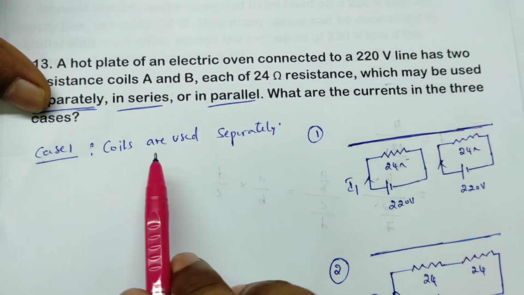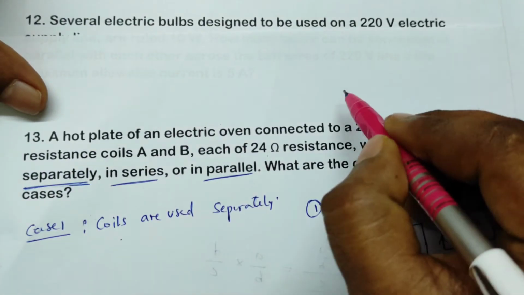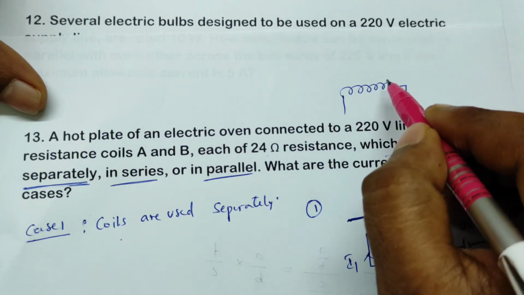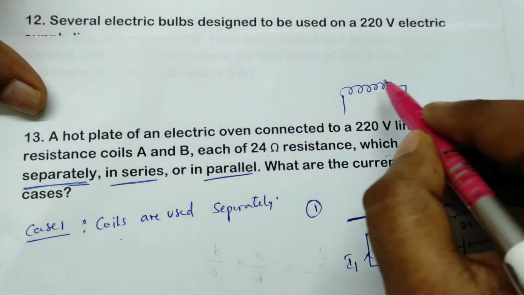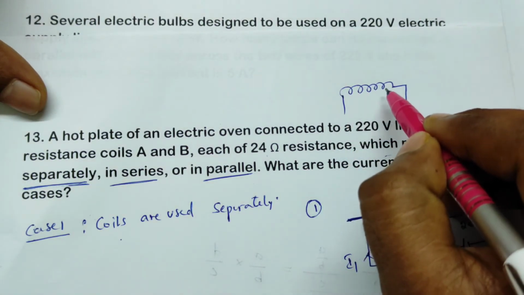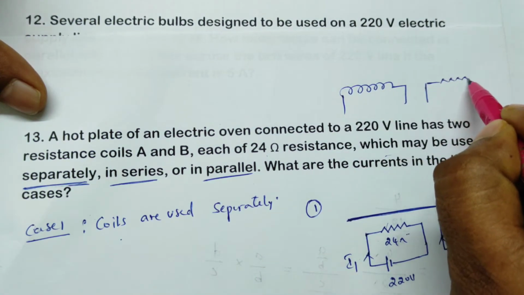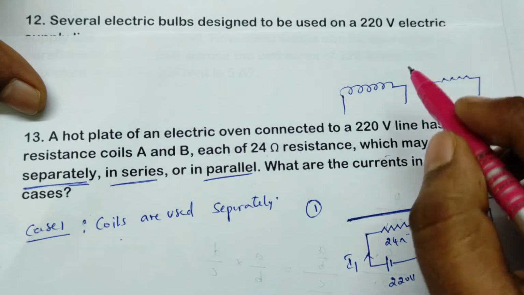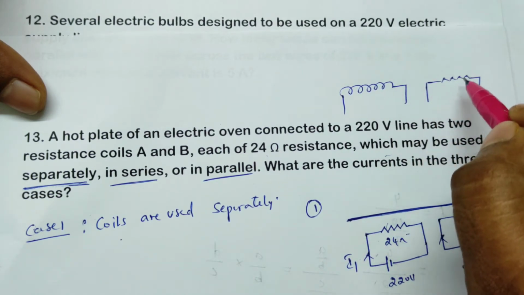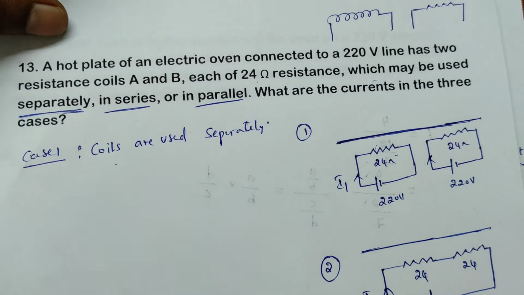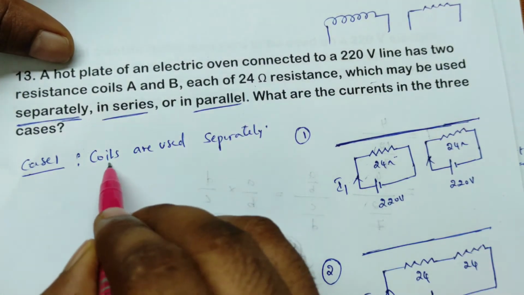Again I am saying that these are resistors. Coils we would draw like this, but that would look like inductors and you may be confused. That's why I am representing the resistance in this coil. I am taking only the resistance of the coil, not the inductive part. So this is the first case.